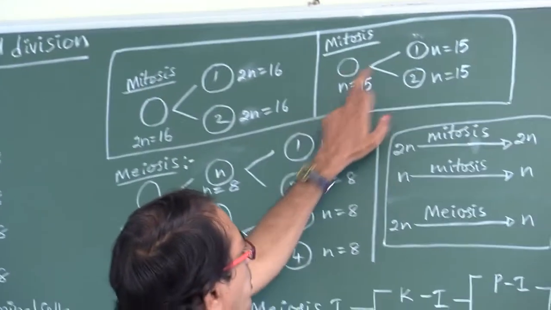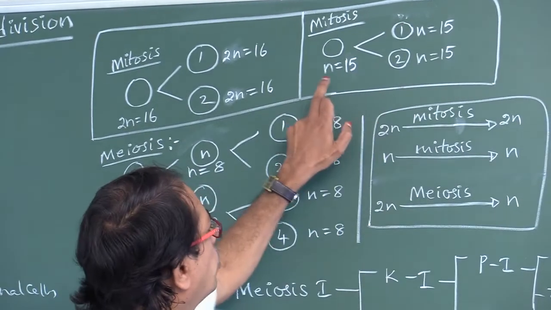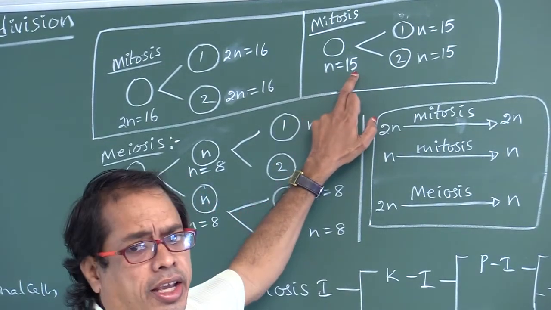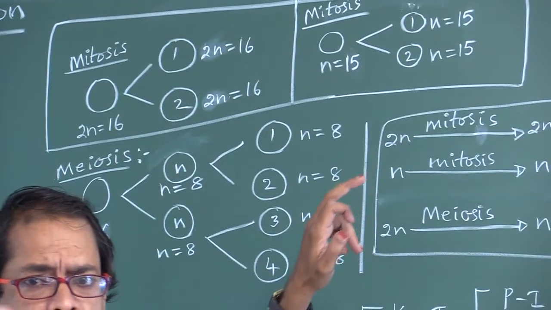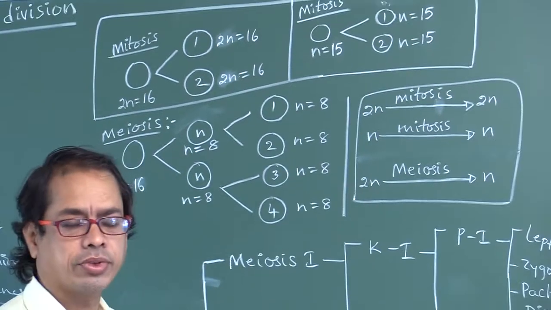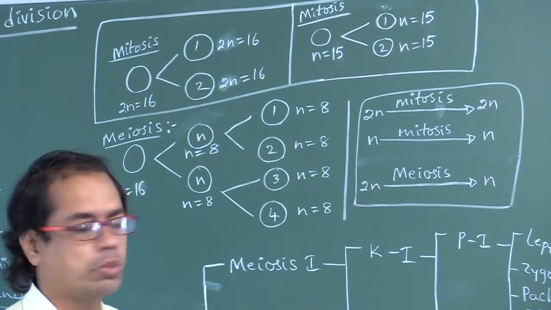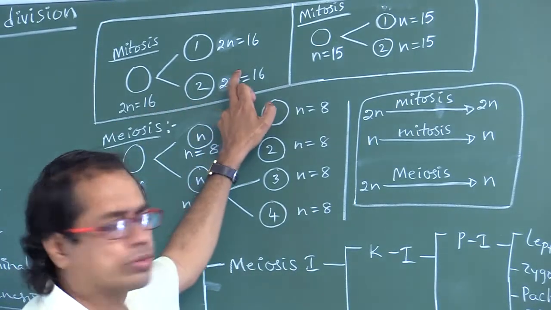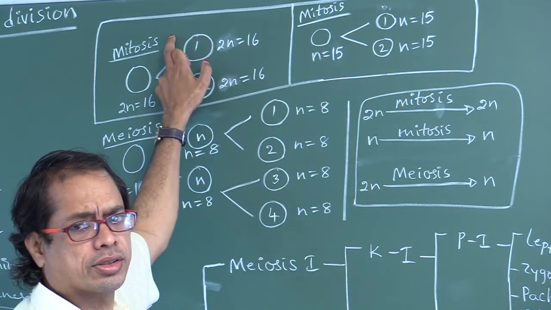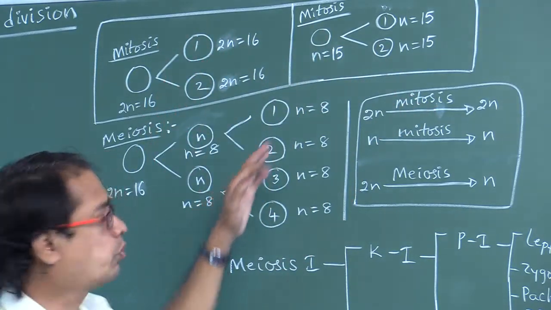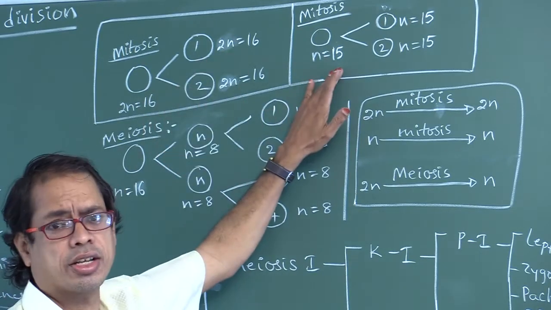Here also one cell becomes 2 cells. So here n is equal to 15 I have taken. Here also n is equal to 15. So there is no change in the chromosomal number. One cell becomes 2. That will be mitosis. This mitosis occurs both in diploid cells and haploid cells.